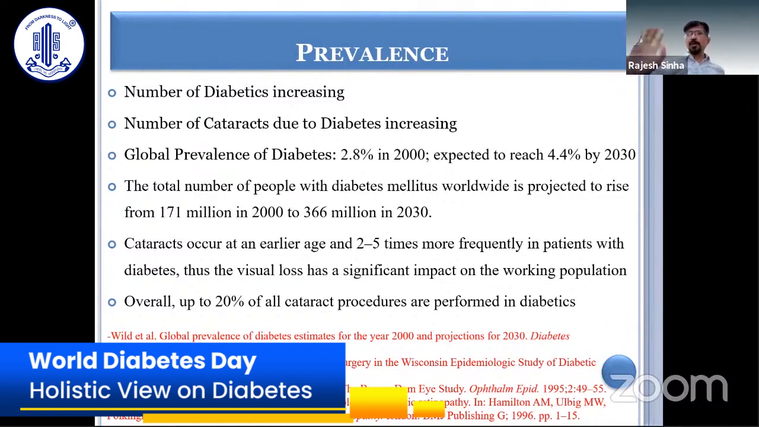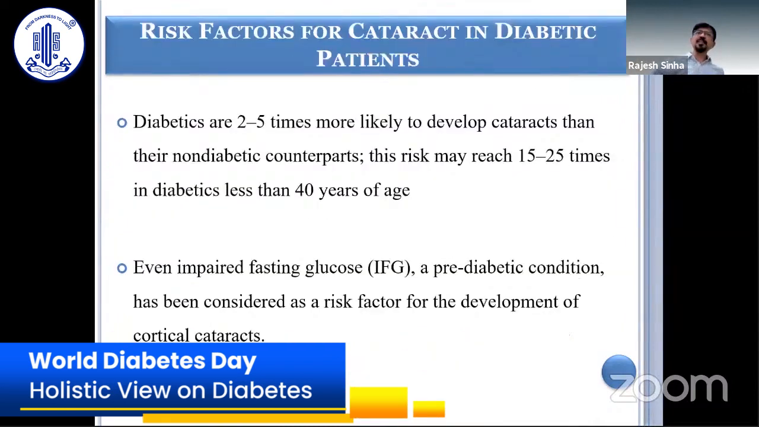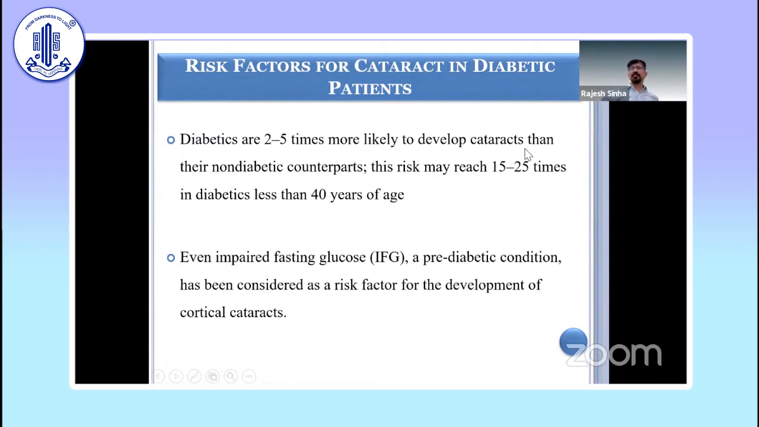Overall, in 1 out of 5 individuals on whom you are doing cataract surgery for a senile cataract, you will find that the person is a diabetic. That is what the data states. And the reason is this, that diabetics are very likely to develop cataract, 2 to 5 times more likely than their non-diabetic counterparts.